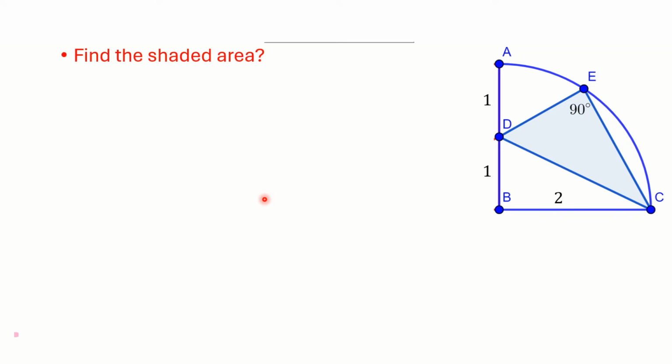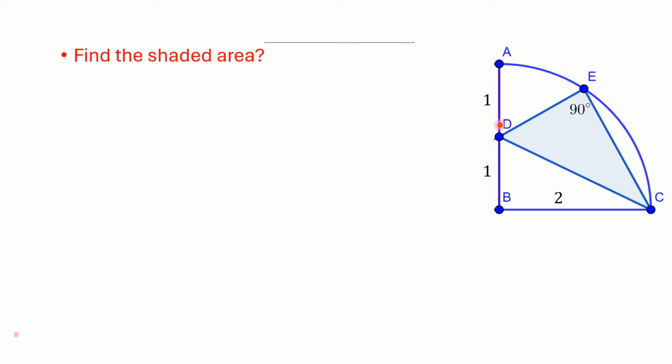Hello friends, in this problem you have been given a quarter circle. So this is the circle and the radius of this circle is 2 unit, and then this point D is the midpoint of this radius AB such that AD is equal to 1 unit and BD is equal to 1 unit. And then we have this triangle DEC.